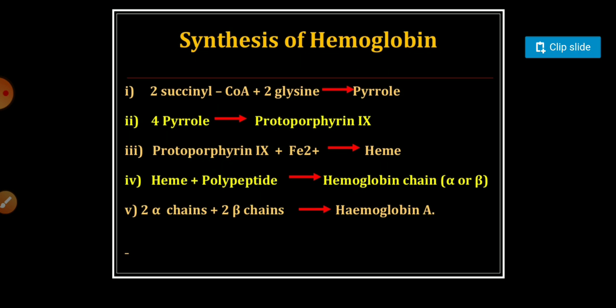Now the synthesis of the hemoglobin: succinyl CoA plus 2 molecules of glycine will give the pyrrole. The 4 moles of pyrrole are converted into protoporphyrin 9, and protoporphyrin 9 in the presence of Fe2+ is converted into heme. This heme combines with the polypeptide and gives the hemoglobin chain, alpha and beta, and 2 moles of alpha chain and 2 moles of beta chain convert into hemoglobin A.